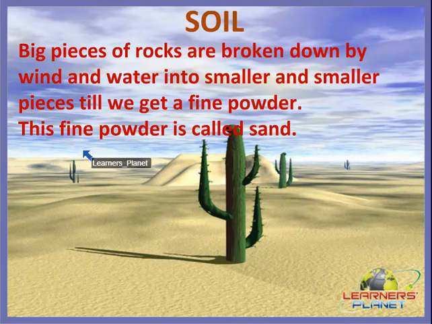And now this fine powder is called sand. So children, you can see here, this is sand. And you can see when a plant has grown here, this is the cactus plant. Cactus plants grow in desert, right? So you can see in the picture, this is a very big desert, right? So sand is present in the desert.